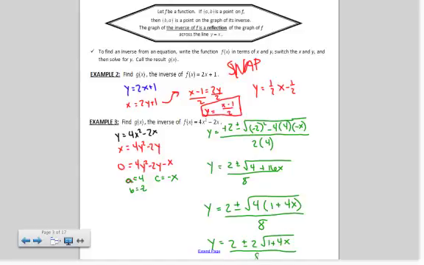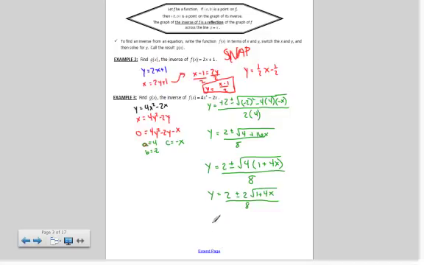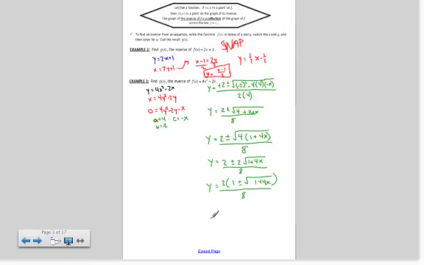We still have to simplify. That's crazy. Factor out a 2. y equals 2 times the quantity 1 plus or minus the square root of 1 plus 4x, all over 8. And now you can cancel and we get our big magic ugly answer. y equals 1 plus or minus the square root of 1 plus 4x, all over 4. And we can refine that a little bit.